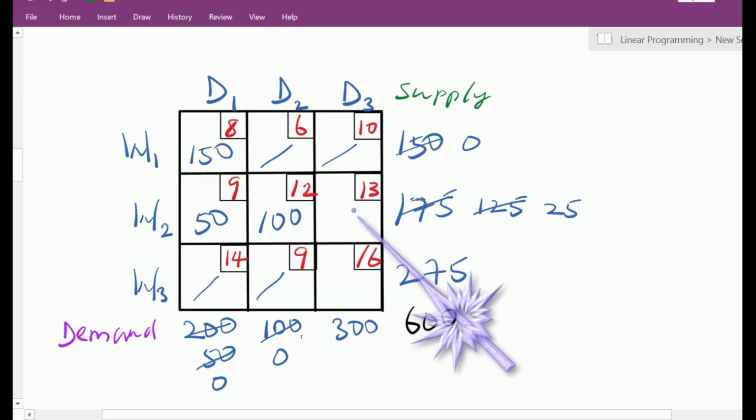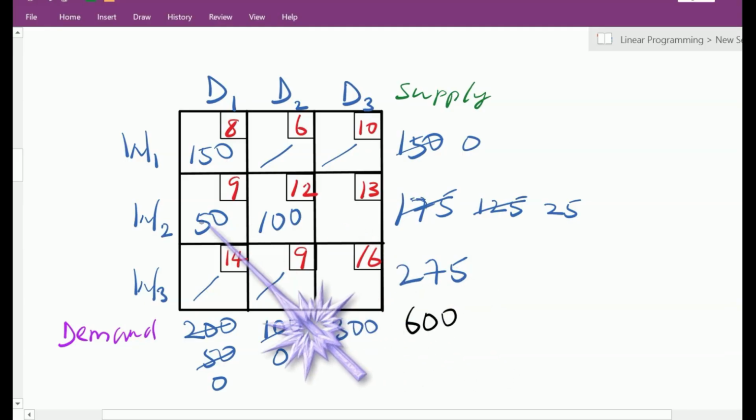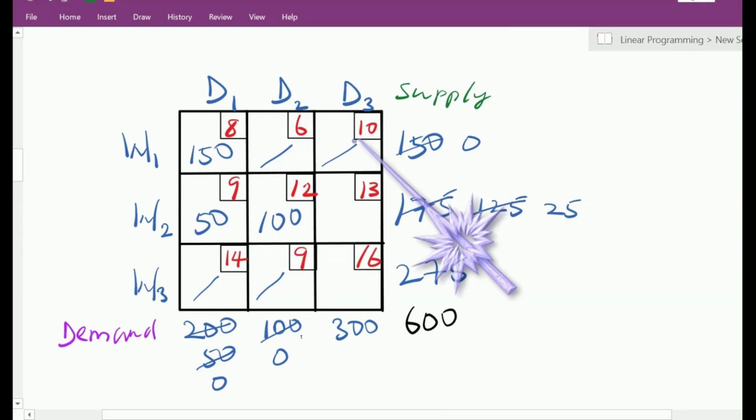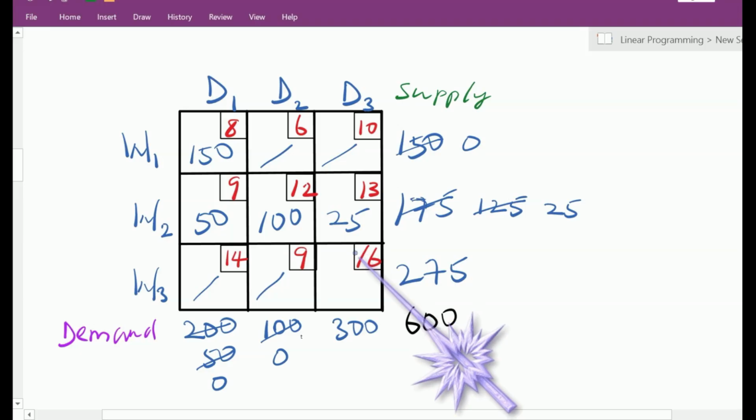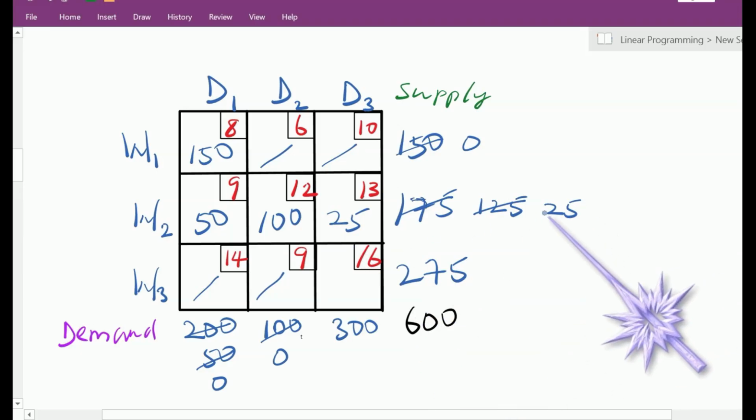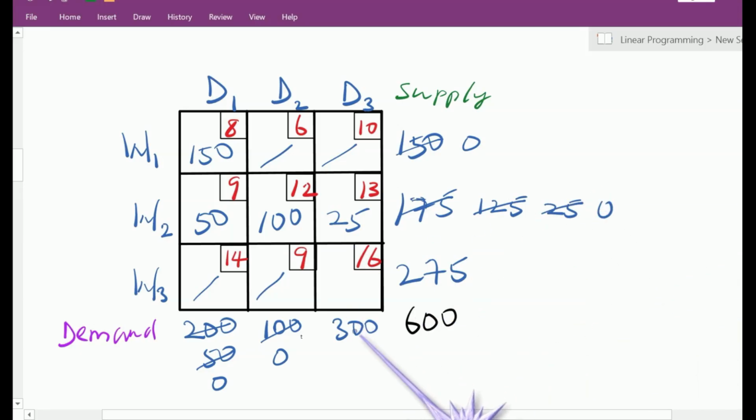Now we're left with this next cell. Here we have warehouse 2 with 25. The demand there is 300, so the smaller value between 25 and 300 is 25. So you write 25 there. 25 from here gives 0, and 25 from the demand is going to give us 275. You have 275.